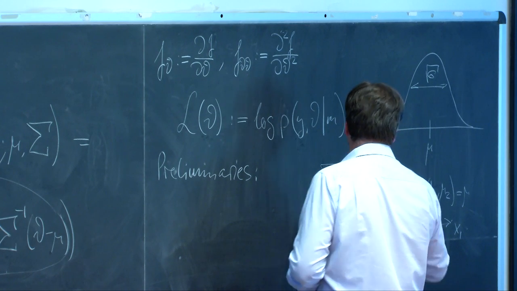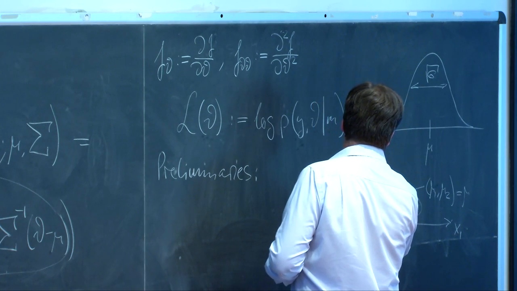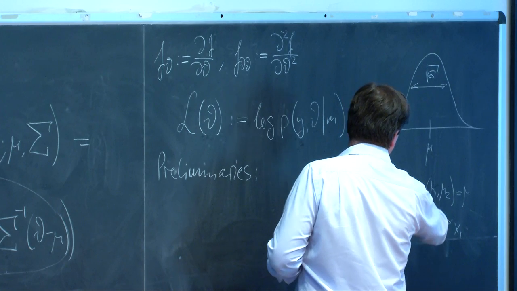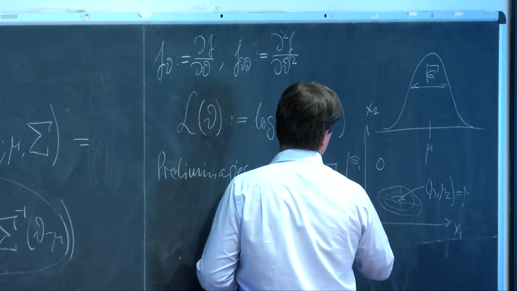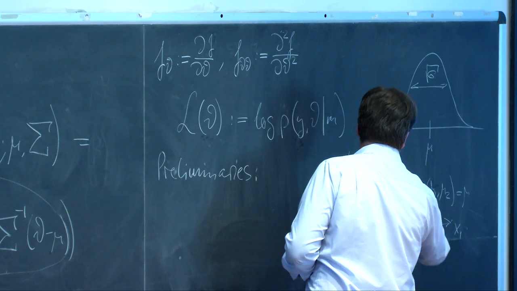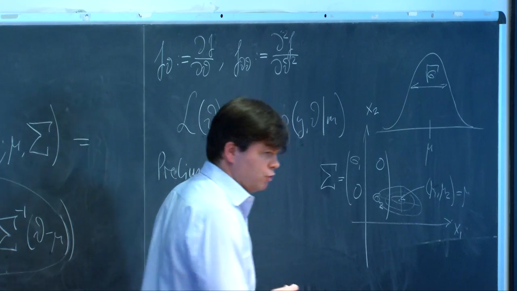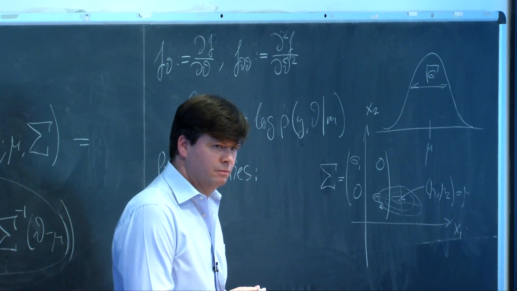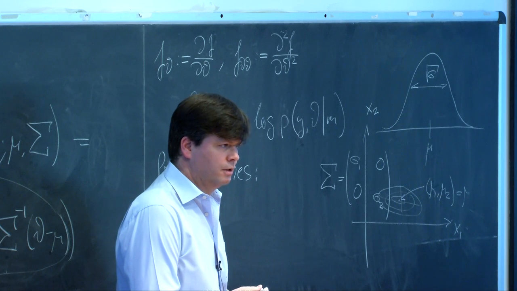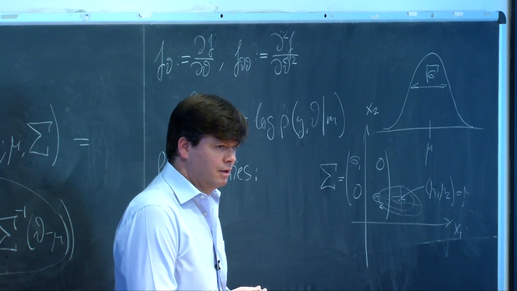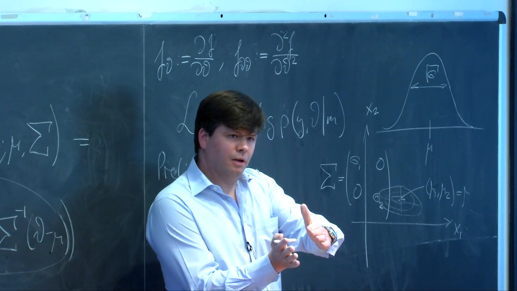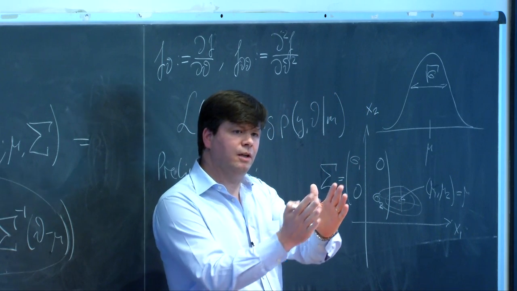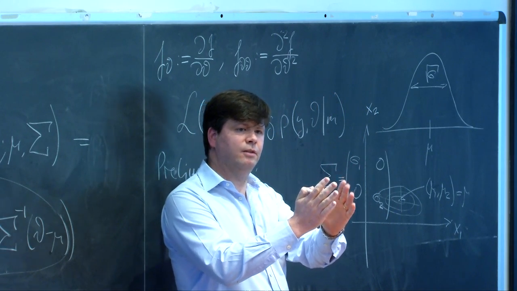So I'm going to write sigma in this way. Here we have the variance along the first dimension. Off-diagonal terms are zero. Then we have the variance along the second dimension. Now you start needing the off-diagonal terms as soon as your Gaussian isn't aligned with the axes anymore.